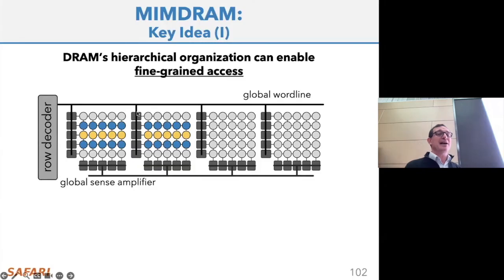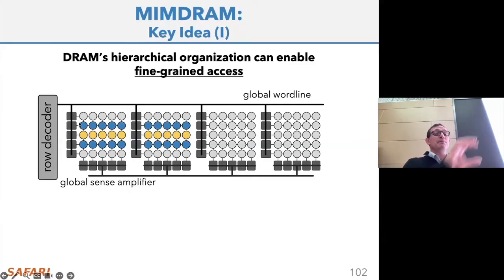The idea is to have fine-grained access to DRAM. Now, we're going into a little more detail on DRAM architecture. A row consists of, this is a subarray. It consists of multiple mats. I'm showing you 4 mats over here, but it is actually 16 mats, maybe 32 mats, etc.